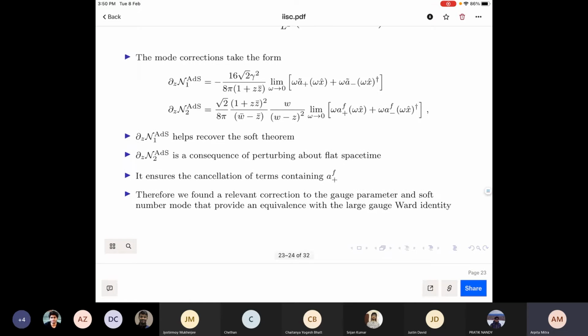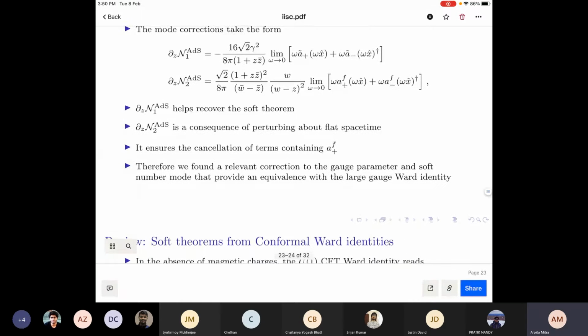So the basic difference is, if we are considering a 1 by L square correction to flat space time, versus taking a flat space time limit, or large AdS radius limit, from AdS, there is this difference of N1 and N2 AdS. So this was the 1 by L square corrections to the flat space large gauge Ward identity.